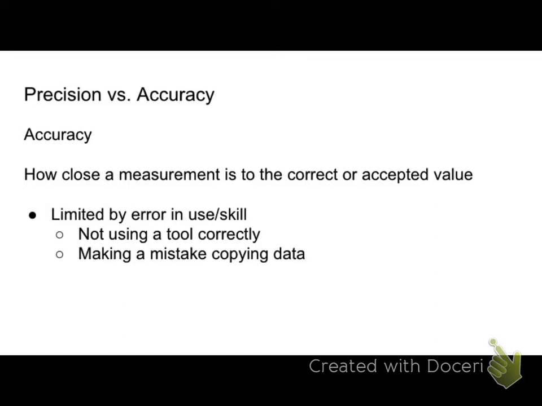This is limited by human error. Okay, so did you use a tool incorrectly? Did you make a mistake copying data? Did you measure something, like weigh something incorrectly and then not throw that measurement out, right? So accuracy is how close you are to the actual real value of something, and it's determined by, did you do this correctly? Did you measure correctly?